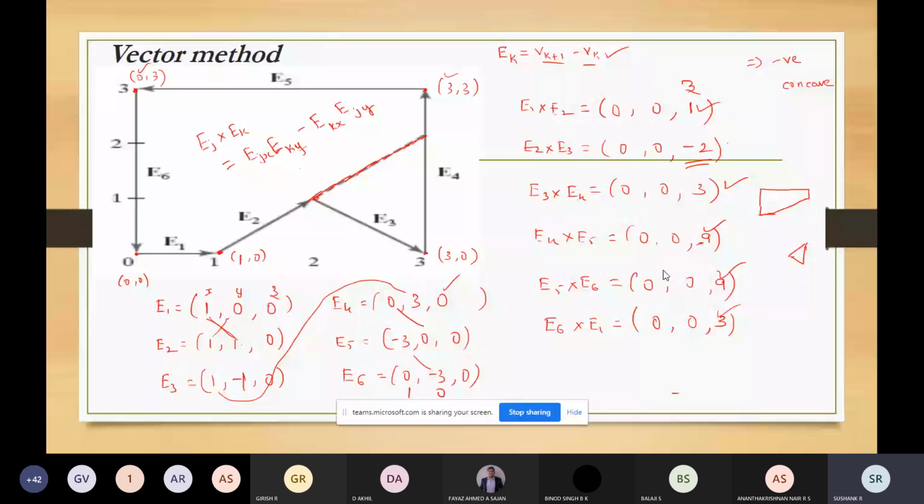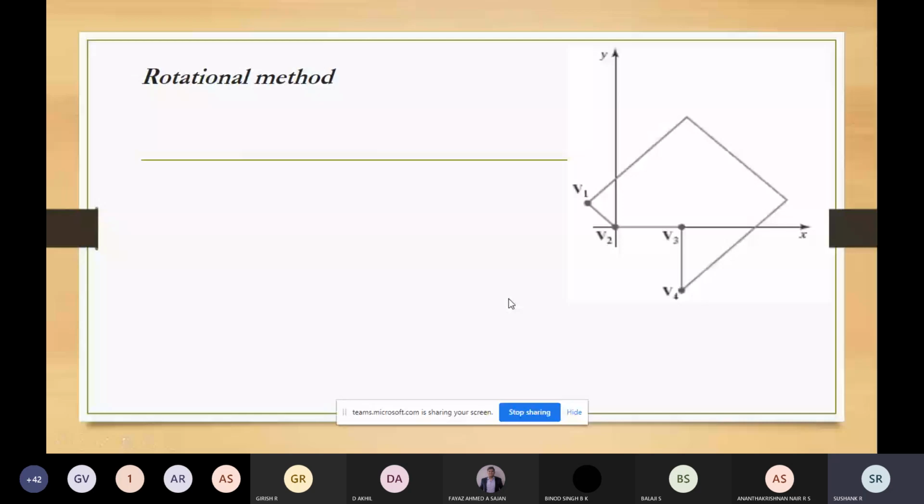Okay. So next thing is the rotation method. See, in the rotation method also, how do you split the polygon? For this also we had studied the algorithm: you have to move each vertex to the origin. Then you have to check vk.